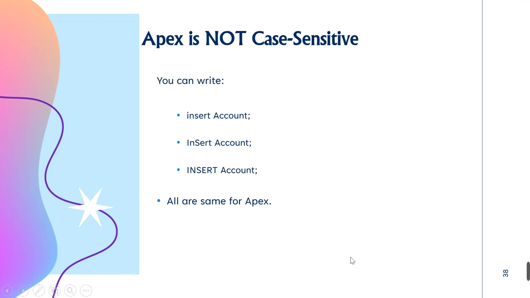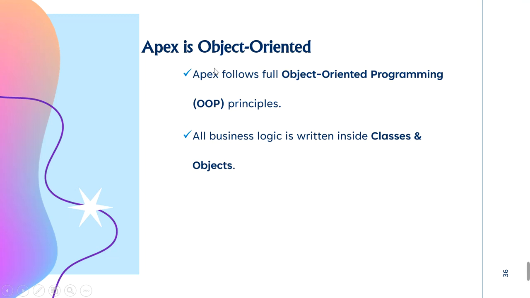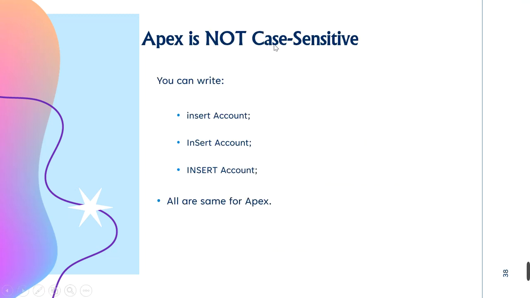Just remember it. The second point is that Apex is not case sensitive. If someone asks what Apex is, you can answer with all these points: one, Apex is an object-oriented programming language, and two, Apex is not case sensitive. Suppose you write insert account, all small letters; this is acceptable. If you write a capital I, N small, and S capital, this is also acceptable. If you write everything in capitals, this is also acceptable. So all are the same for Apex.